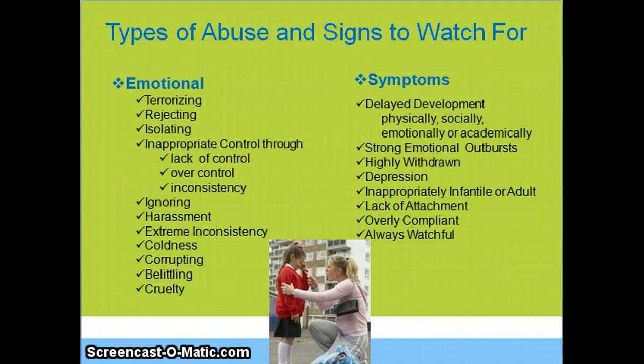The main symptom to look for is developmental delay, either physically, socially, emotionally, or academically. Other symptoms then, emotional outbursts, very withdrawn, depressed, either inappropriate infantile behavior or very inappropriate adult behavior. They're compensating for their lack of emotional connection with their parents or caregiver. Also then lack of attachment, overly compliant, or always watchful.